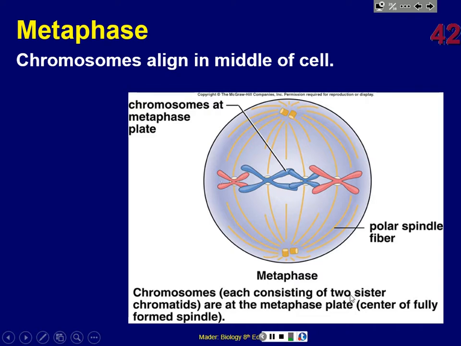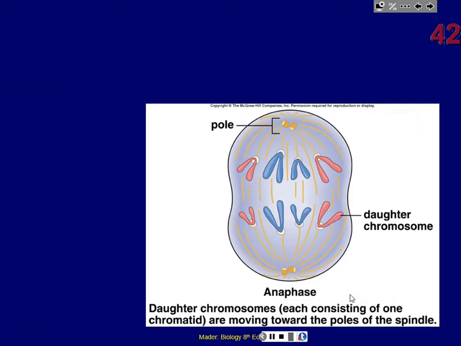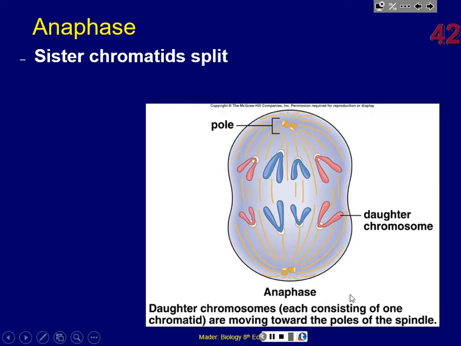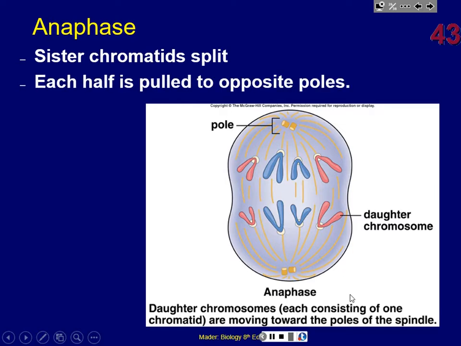So look how easy it's going to be now. Now that we have everything organized in the middle, these spindle fibers just have to pull toward their centriole. So these would pull downward, coming toward this end of the cell, and those up there would pull upward, going to the top of the cell. And that would literally pull those chromosomes apart. When that starts to happen, when the sister chromatids start to separate, that is anaphase. The sister chromatids split, and each half is pulled to opposite poles. That's anaphase.